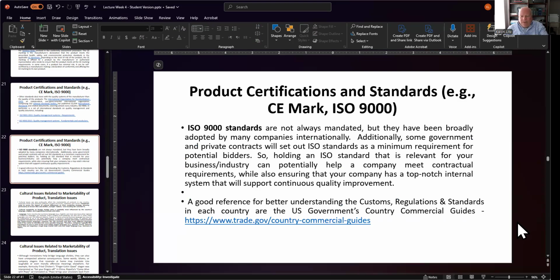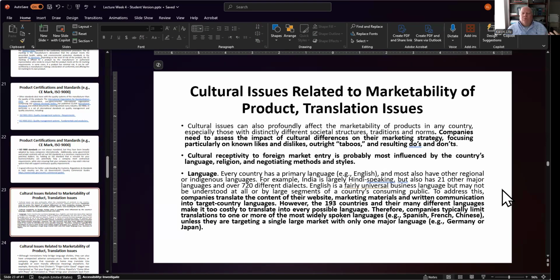I just wanted you to see that within the country commercial guide, they have customs regulation standards as well at this website. Now, let's switch over. We've talked about resources, research, also certifications, what you have to do to go in. Now we get to the soft side, if you will, of entering another market. And this has to do with cultural issues.